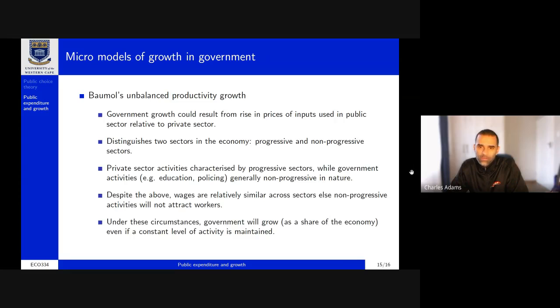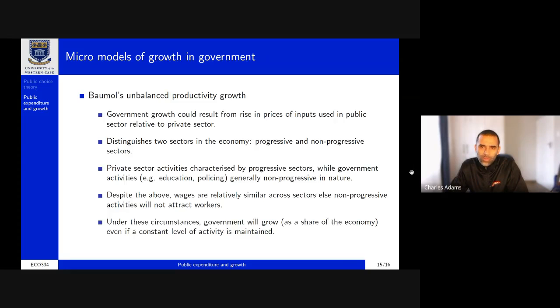And Baumol's theory suggests that, well, we observe that much of what government does would be in sectors, would be the types of services, the types of activities that are not subject to huge increases in productivity growth. So if you think of the main services that government provides, these are education and health. You think of policing as well. Not huge productivity gains in those sectors, right? Whereas the private sector, on the other hand, is characterized by sectors where we do observe high levels of productivity gains.